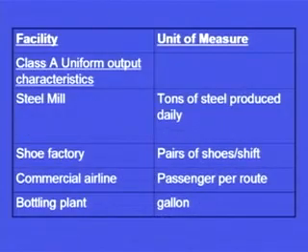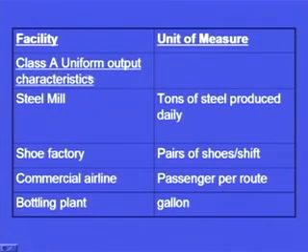Now again you see a facility like a steel mill, shoe factory. We will see what can be a unit of measure for a shoe factory, what can be a unit of measure for a steel mill. So facilities we can classify into two types. The first type is class A, uniform output characteristics. So output characteristics are uniform here. We will have another class B where the variable output characteristics are also there.